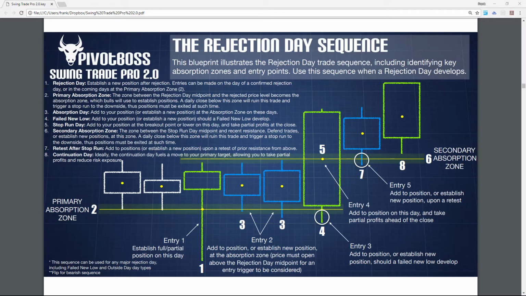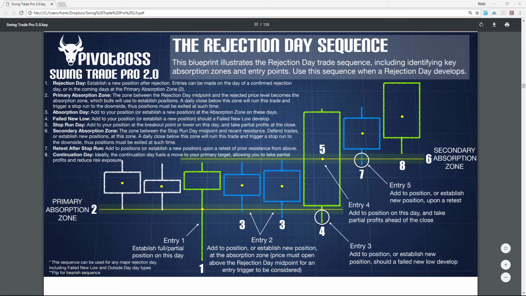The 4 trade sequences that we are going to discuss are the rejection day sequence, the stop run day sequence, failed absorption sequence, and the accumulation sequence. The first one here that we're going to discuss is the rejection day sequence. This blueprint illustrates the rejection day trade sequence, including identifying key absorption zones and entry points. Use this sequence when a rejection day develops.